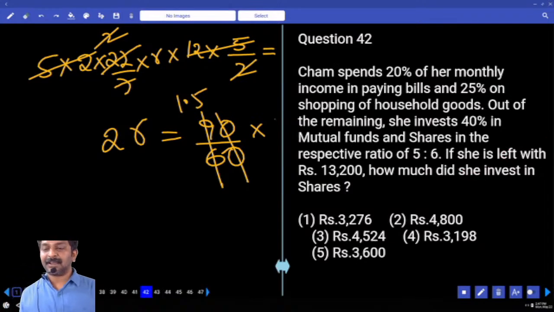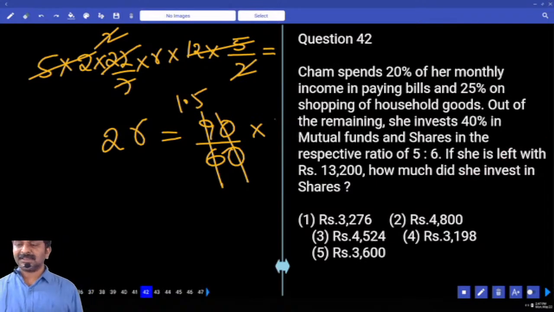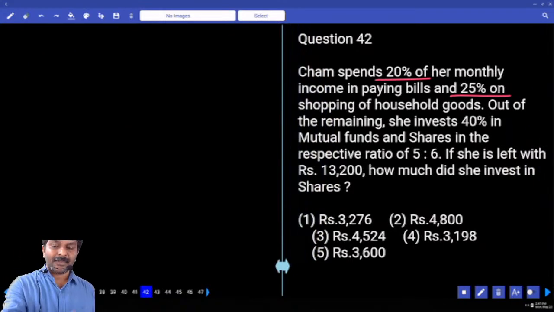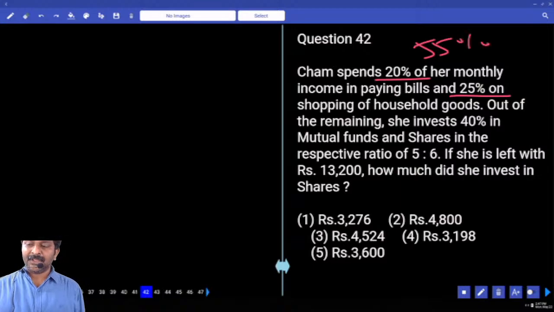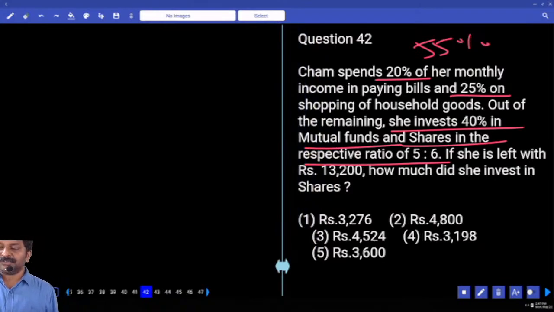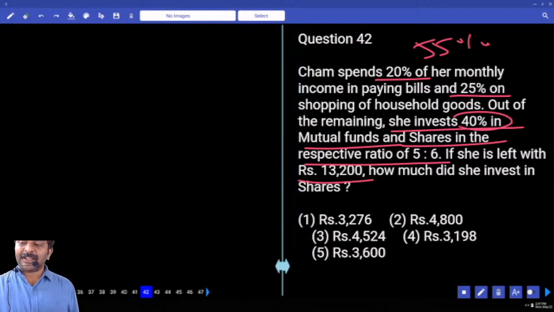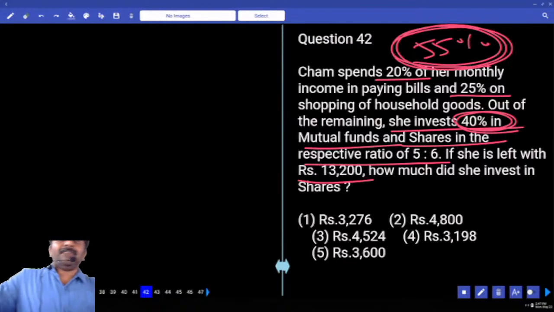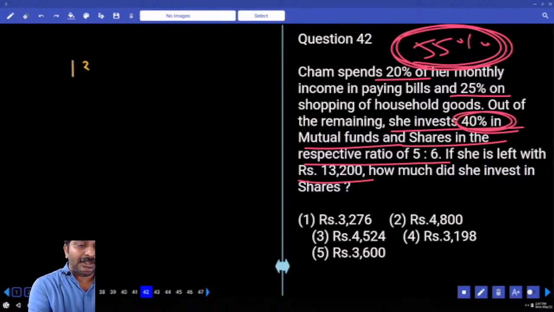Cham spends 20% of her monthly income in paying bills and 25% on shopping of household goods. So far what percentage is over? 45. Out of the 55% remaining, she invested 40% in mutual fund and shares in the respective ratio. If she is left with 13,200, if 40% is over, the remaining is 60% only. 60% calculated on the remaining 55. How much is that? 33%, correct? 33% is remaining, which is equal to 13,200. 1% value is by 33.